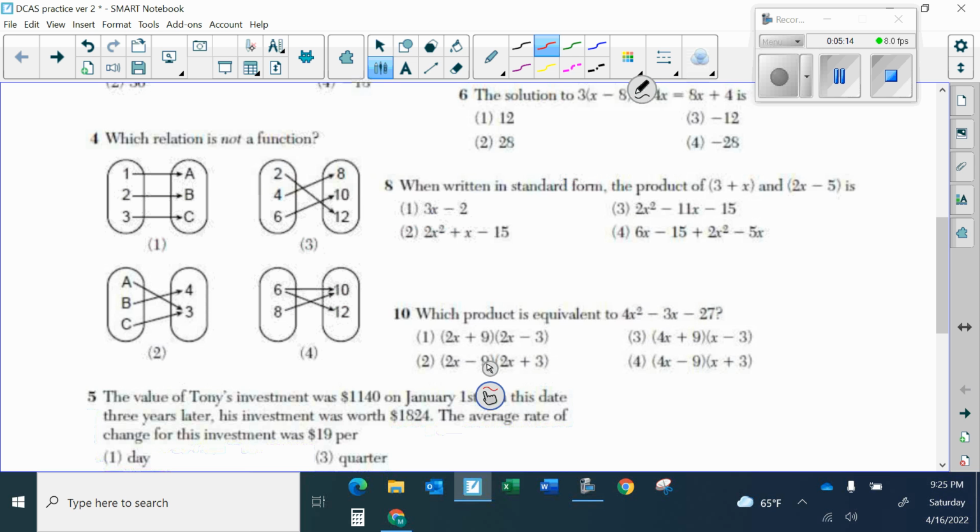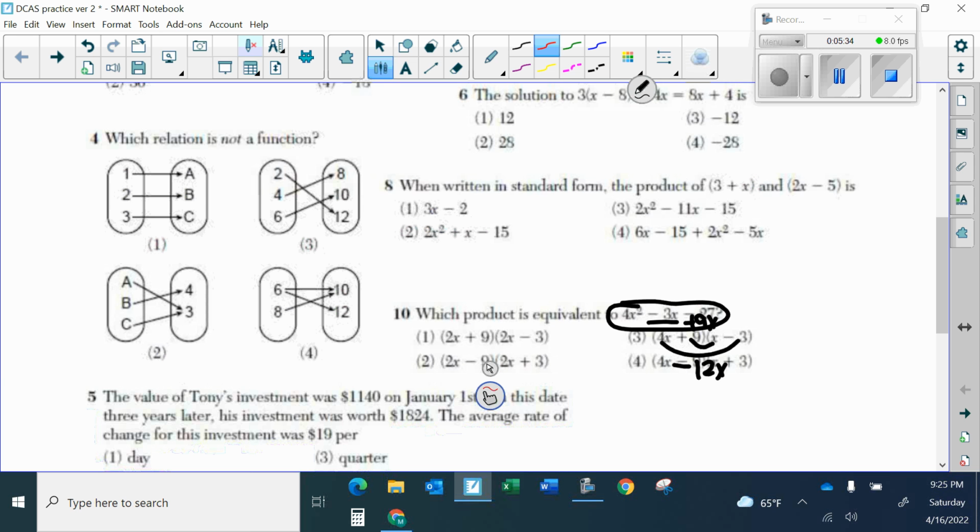So what it comes down to is when I multiply the outer numbers and the inner numbers and add them together, I need to get a negative 3x. So notice here I get negative 12x and I have a plus 9x. And what's 9 minus 12x? Negative 3x. So there's my answer right there.